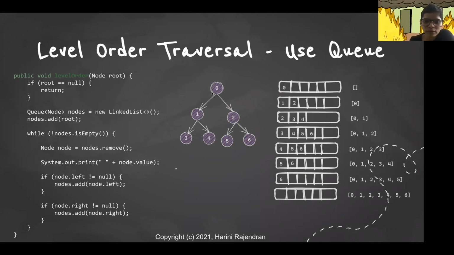The way it works is we take the root and add it to the queue. Starting from that point, we remove one element from the queue and add it to the result set, and we add all the children of that element back into the queue. If we keep repeating that until there are no elements in the queue, we will get the level order traversal of the tree. For example, first we are adding 0 to the queue.